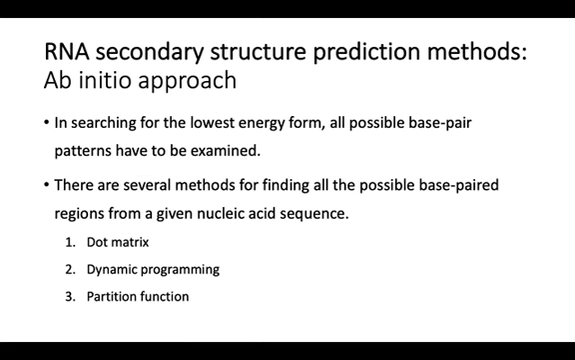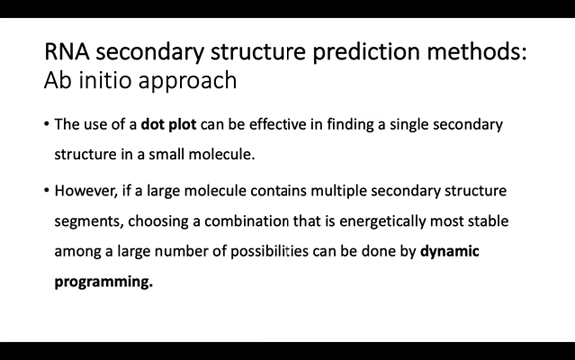So in searching for the lowest energy form, all possible base pair patterns have to be examined. There are several methods for finding all possible base paired regions from a given nucleic acid sequence. These are the three approaches normally considered common and popular: dot matrix, dynamic programming, and partition function.